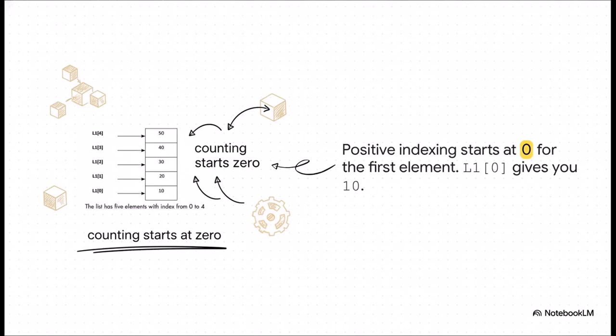This is where indexing comes in. And here's the one thing you have to remember about Python and a lot of programming. We start counting from 0. Not 1, 0. So the very first item is at index 0. L[0] gives us 10, L[1] would give us 20, and you get the idea.